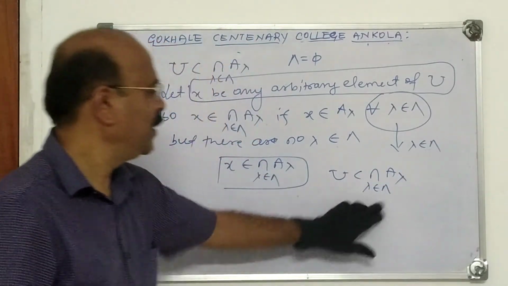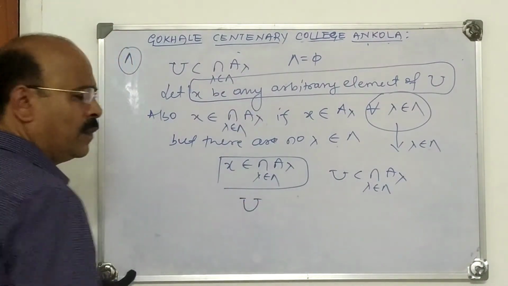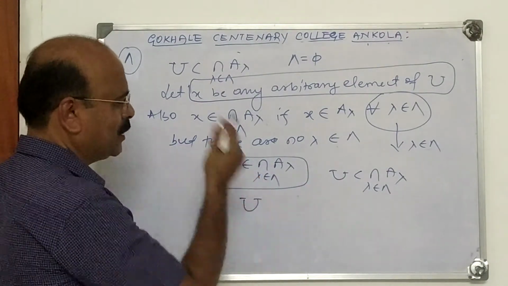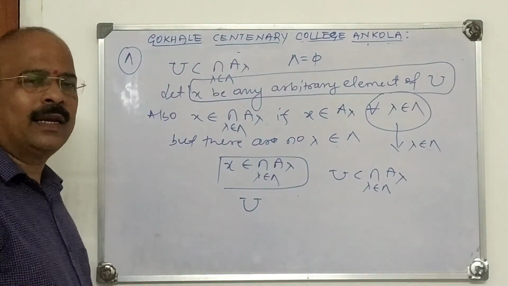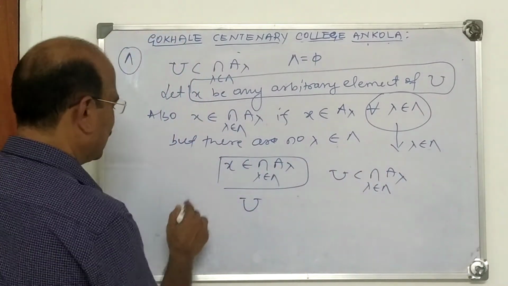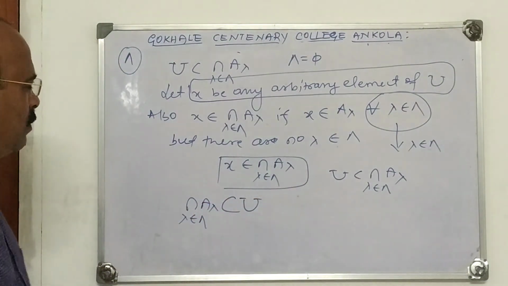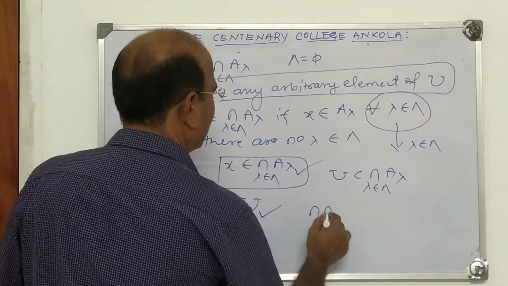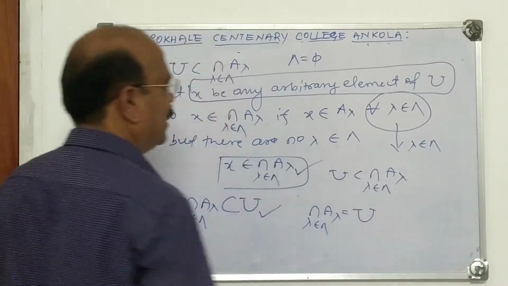What is lambda here? Index set, null set. Now, what is U? Universal set. What is the meaning of universal set? Universal set means all the sets which are under discussion are subsets of that set. That is called the universal set. Therefore, this intersection of A lambda, lambda belongs to lambda, is contained in U because this is the universal set. Now, what happens from these two? The intersection of A lambda, lambda belongs to lambda, is equal to the universal set.